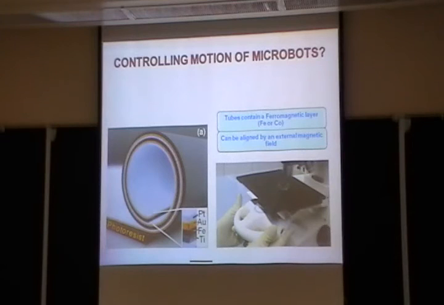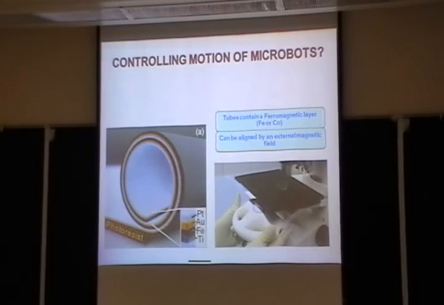You can also do this magnetic trick, right? So inside layer is platinum, and then one of the other layers is a ferromagnetic thing, and then you can control this.